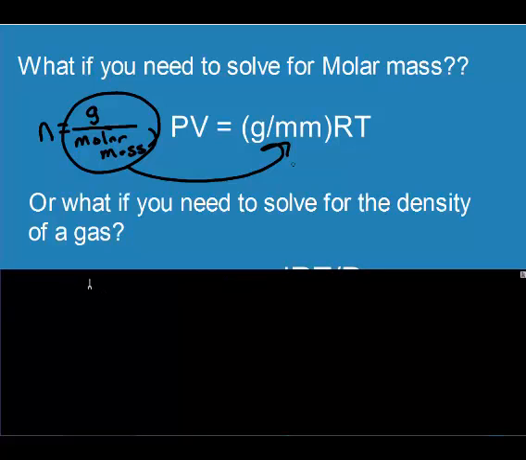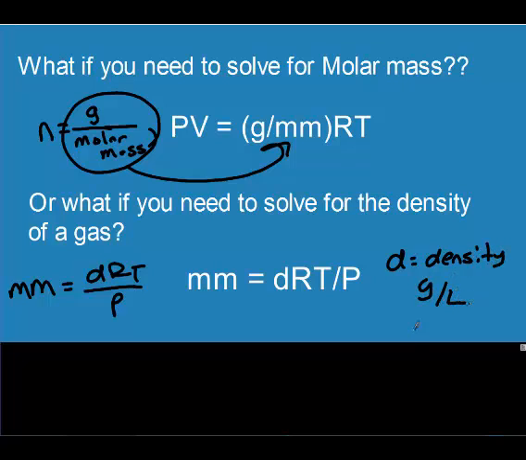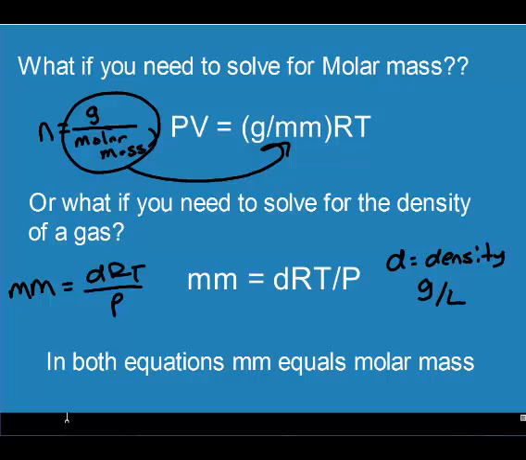Or if it's talking about density, you can use molar mass is equal to dRT over P. So molar mass is equal to dRT over P. D is density, and its units would be grams per liter. Because we're just rearranging that top equation to put g over L. In both of those equations, MM stands for molar mass with units of grams per mole.